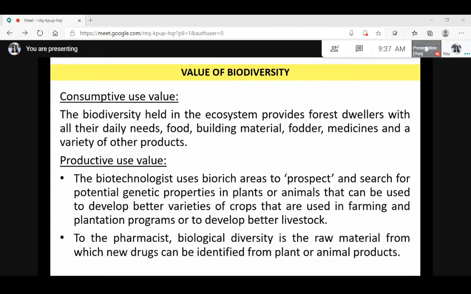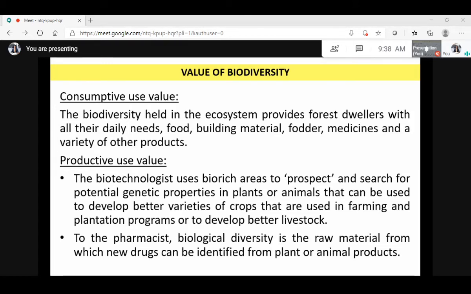Consumptive use value. The biodiversity held in the ecosystem provides forest dwellers with all their daily needs: food, building material, fodder, medicines, and variety of other products. Then, what is the productive use value of biodiversity? The biotechnologist uses biorich areas to prospect and search for potential genetic properties in plants or animals that can be used to develop better varieties of crops that are used in farming and plantation programs, or to develop better livestock.